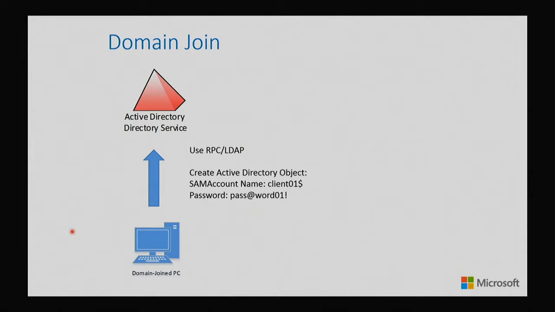Let's see how the traditional domain join works. The client machine uses the RPC and/or LDAP protocol to create an Active Directory machine object on the domain controller. It will create an attribute like sAMAccountName to be the unique attribute in the global domain, and also set the trust password. So when the client performs authentication, it will use the trust password to present its identity.